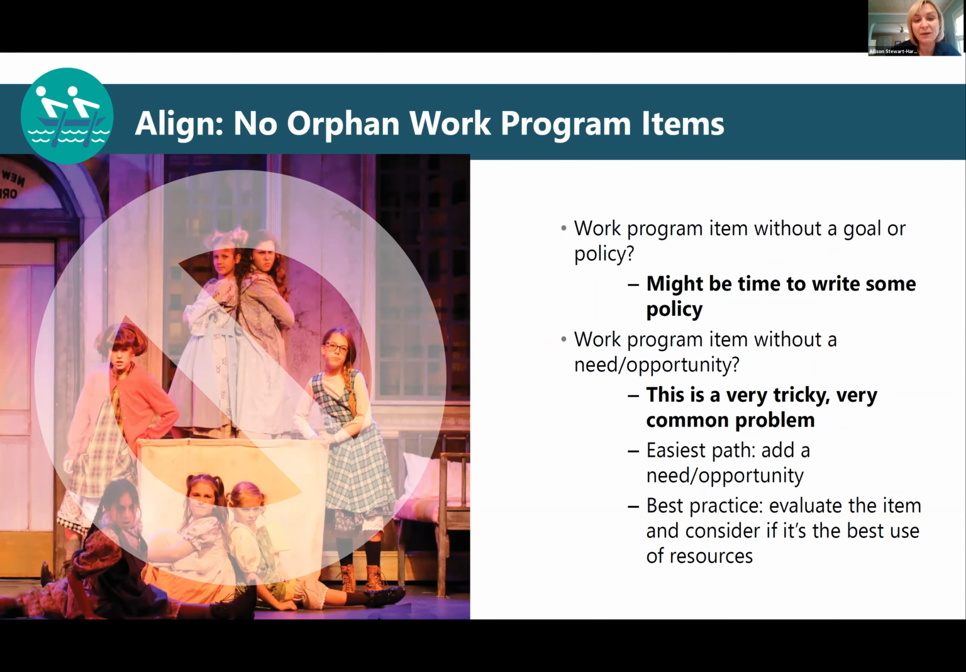If you have a work program item without a goal or policy, again, it might just be time to write some more policy. I think where this gets really tricky is when you have a work program item that is actually not answering a need or opportunity that you're documenting in your plan. This is very tricky, and it's also really common. The path of least resistance is, okay, we'll just sneak in a need or an opportunity and create a connection. But the best practice is really to evaluate that work program item and see if it's the best use of limited time and resources for your community. Next slide.